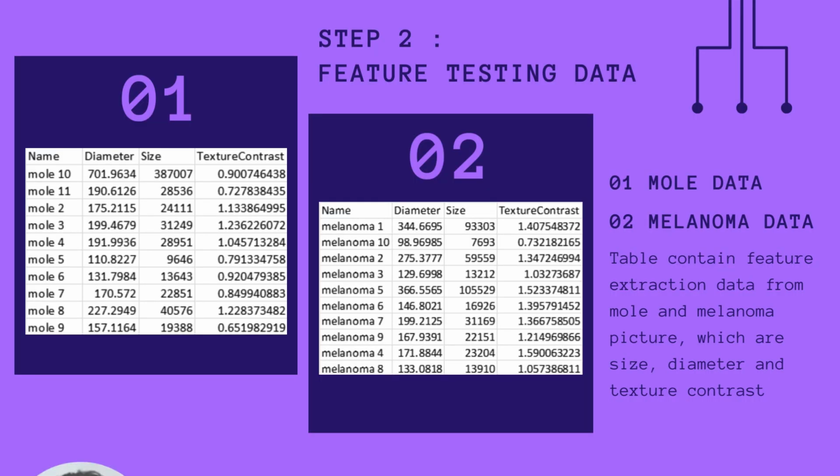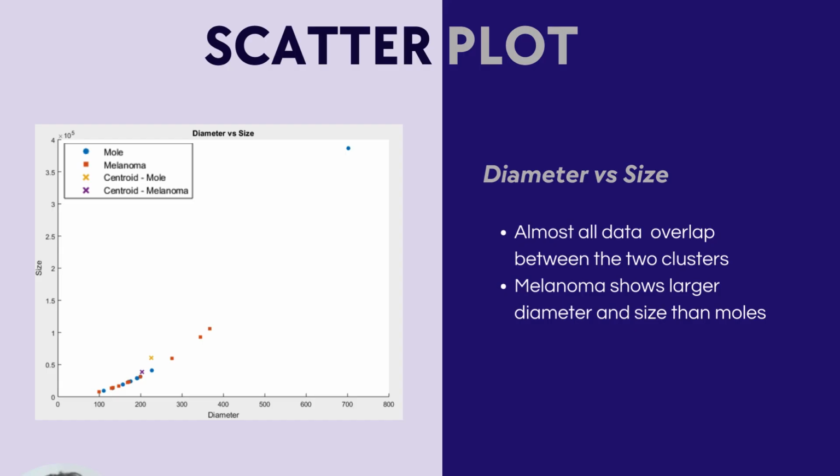This is the example of feature table from mole and melanoma. This table contains the feature extraction of diameter, size, and contrast from the mole and melanoma image. This is the result for scatter plot. The first one is diameter versus size.